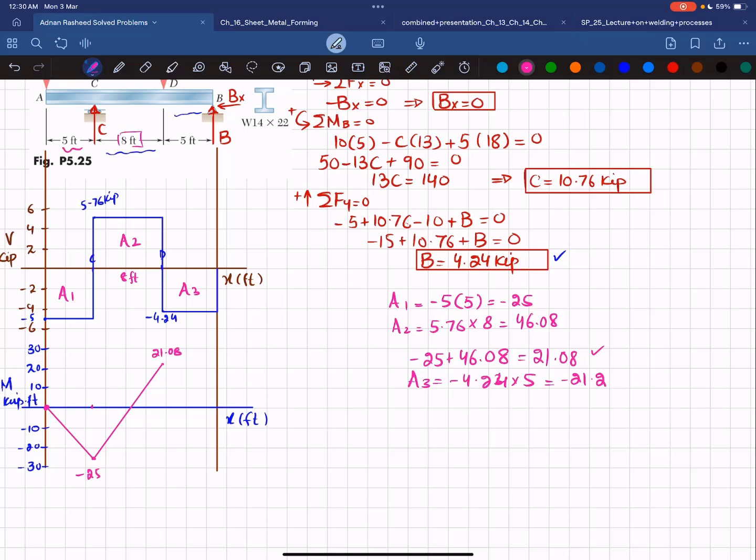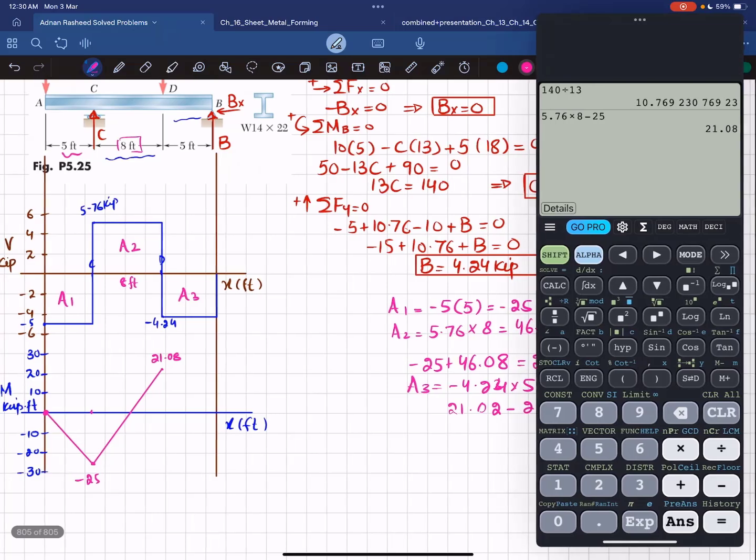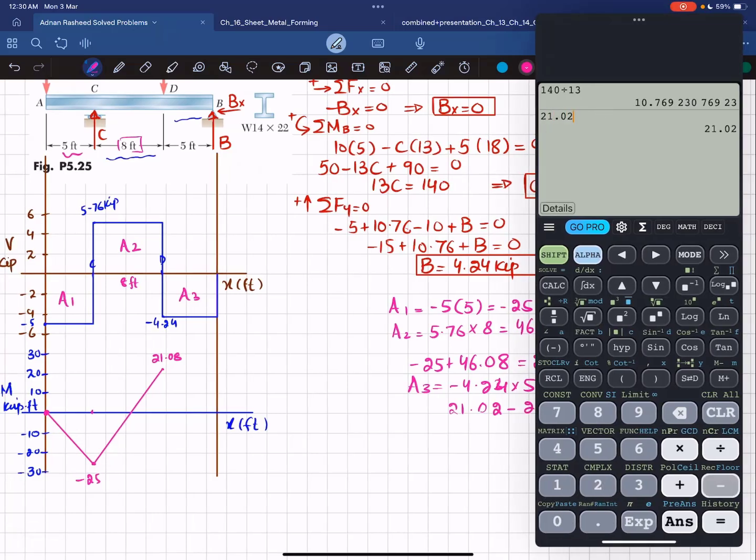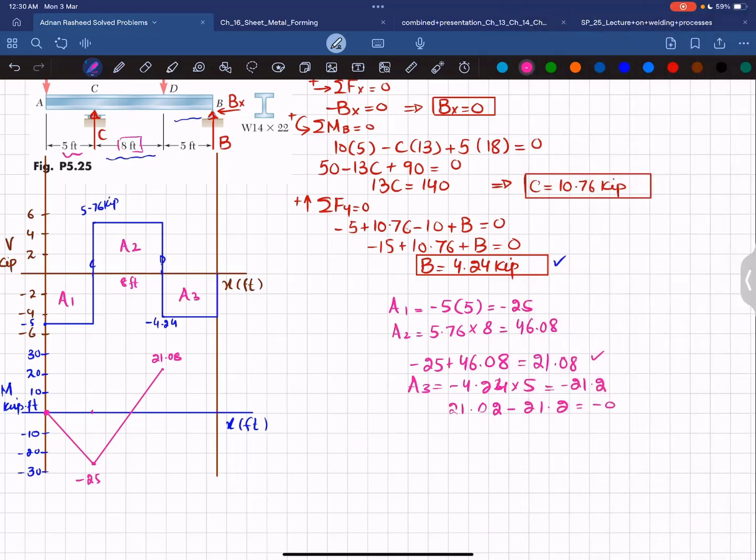Okay, now 21.08 minus 21.2 is minus 0.18. So it means that this is negative, so it will be approximately equal to 0. Clear? And you will get the point at, and it will be this one. Now you can see that shear force is a horizontal line and area A3 is negative, so bending moment will be 1 degree line and the slope will be decreasing. So it will be like this.